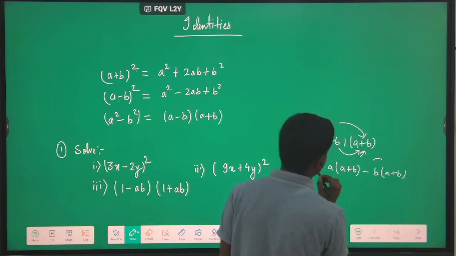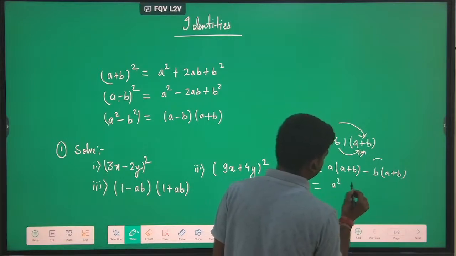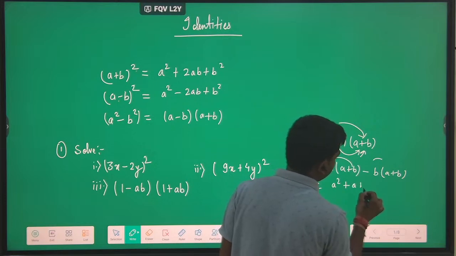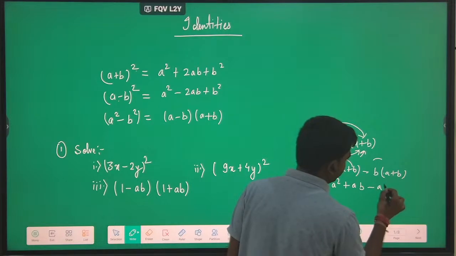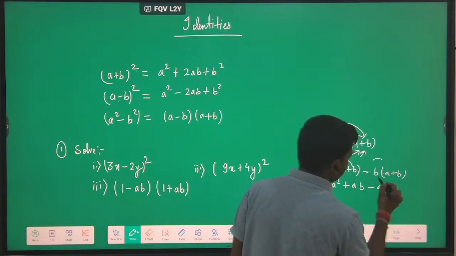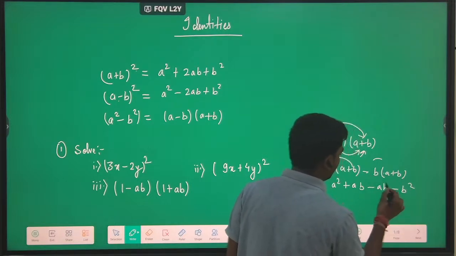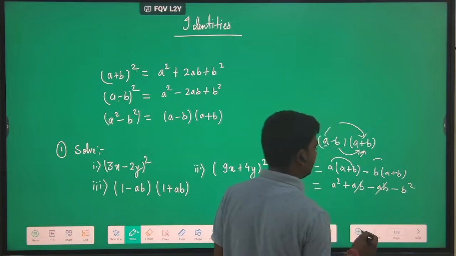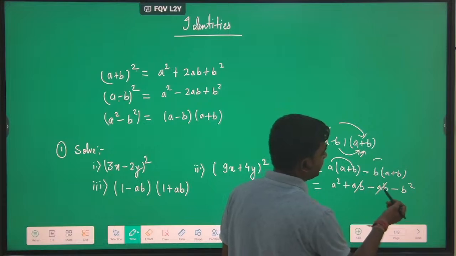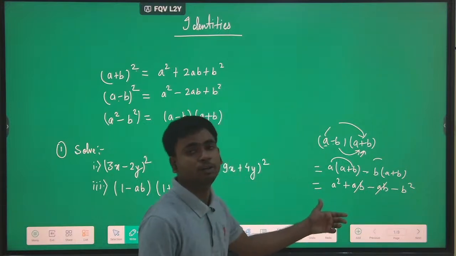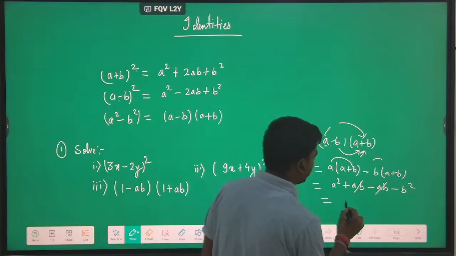So what will we get? We will get a into a as a square plus a into b as ab, minus, minus into plus is minus, b into a is ab, minus into plus is minus, b into b is b square. So this ab minus ab will be zero, like 2 minus 2 is 0. So the value will be a square minus b square.